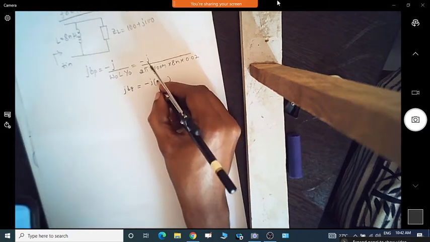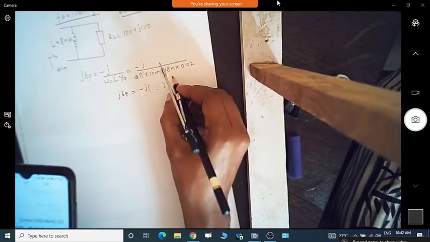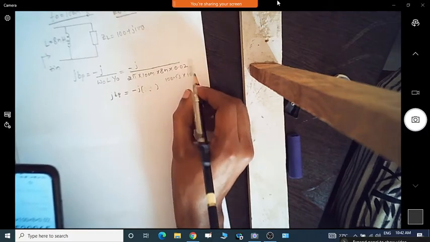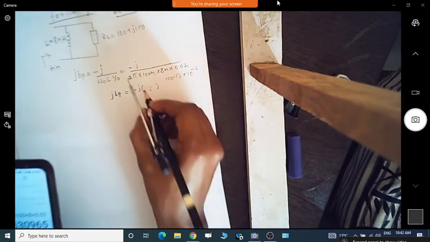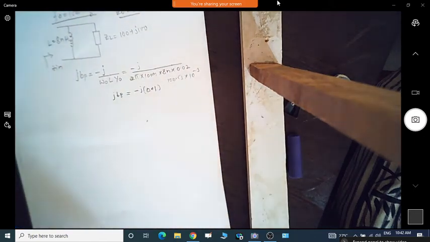Okay, so it may come around 100.53 into 10 power minus 3. Now if I take the inverse, it is around 0.1. So let us take minus j 0.1, which is the susceptance offered by the inductor.